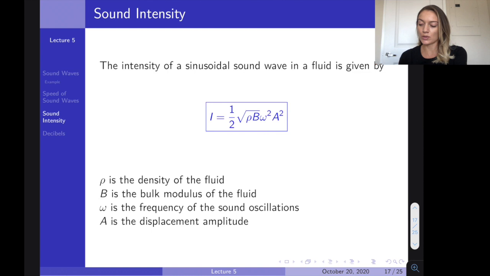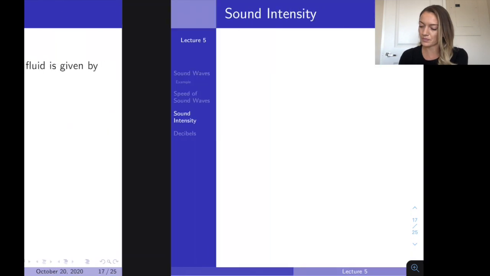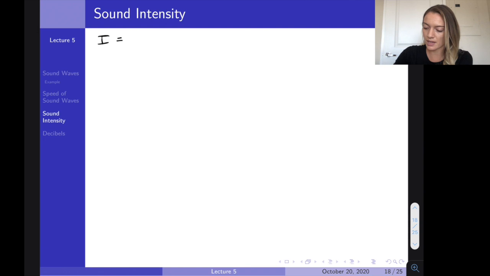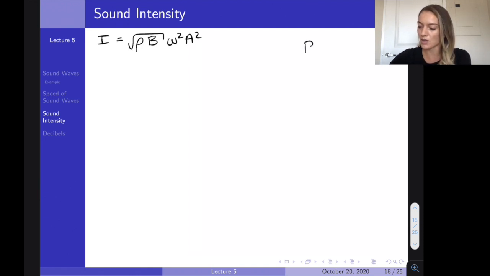Now it can also be more helpful to rewrite this in terms of the maximum pressure difference of our sound waves. So let's again rewrite this. We're going to manipulate this a little bit to get another equation for the intensity. So I'm just going to rewrite that here. We had the square root of rho B times omega squared A squared. And remember from a couple slides ago, we said that P max was equal to BKA. So let's replace the amplitude here with P max over BK.